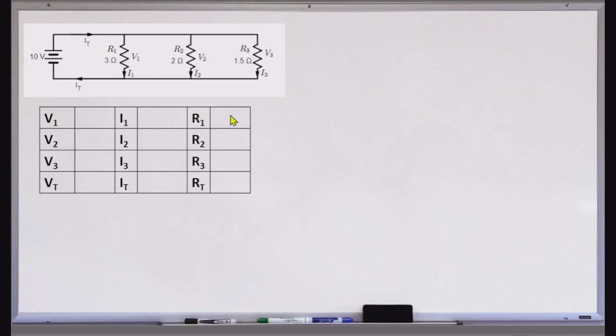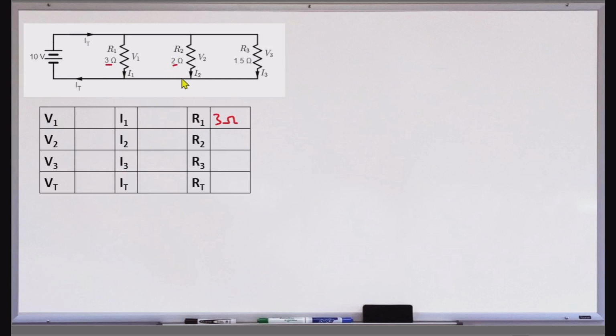Alright, so for this circuit, let's try to complete the chart. But by this time, we are dealing with a parallel circuit. Before we start with the computation, let us fill in this chart first with the given values. For resistor number 1, the given value is 3 ohms. Let's write it down.